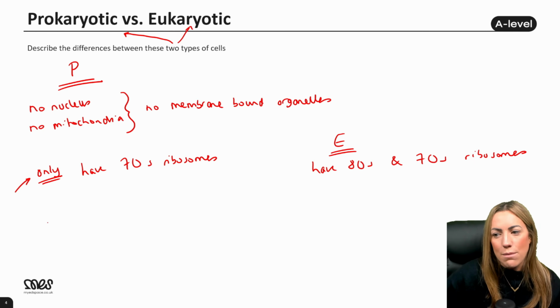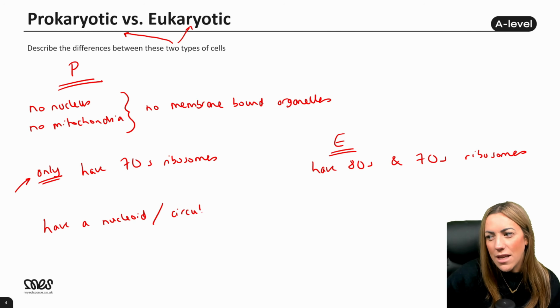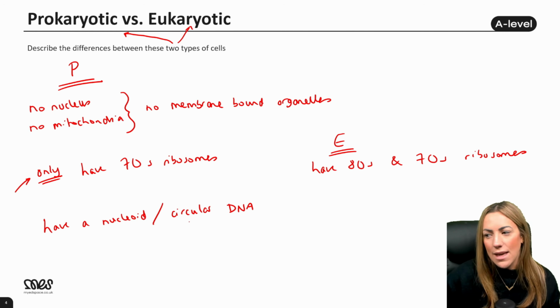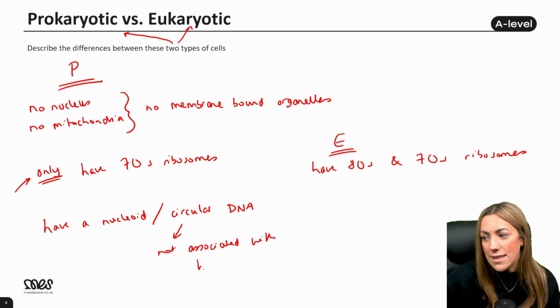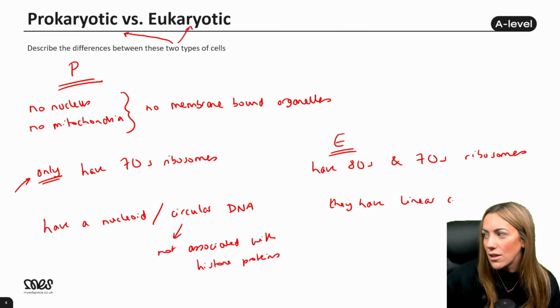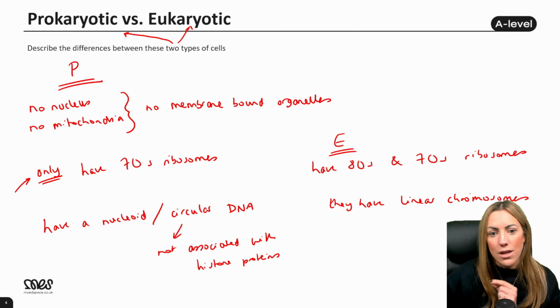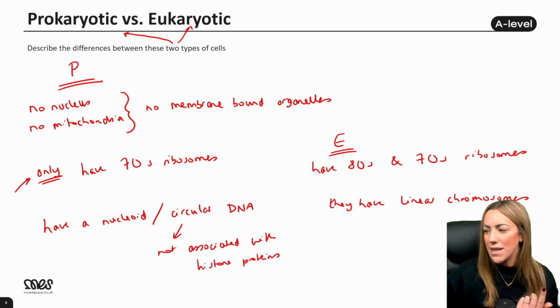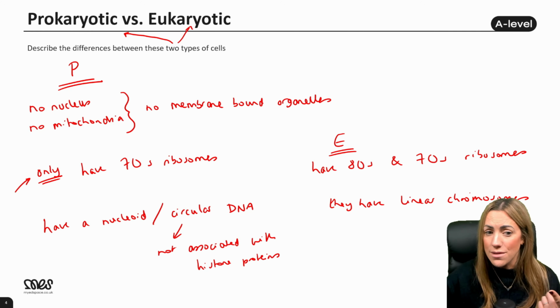Moving on to the DNA, prokaryotes have a nucleoid, or they have circular DNA. It's also not associated with histone proteins. And the other thing we might know is it doesn't contain introns, prokaryotic DNA. Whereas eukaryotic cells, they have linear chromosomes. And these linear chromosomes are associated with histone proteins because the DNA wraps around histone proteins. And there's also introns in eukaryotic DNA, which are the non-coding sections of DNA.